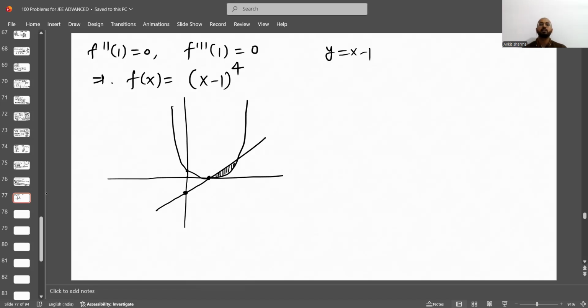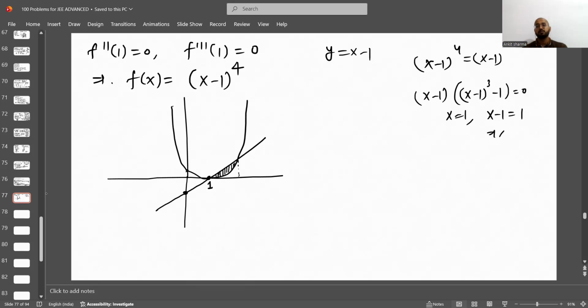Because we want the area bounded by the line and the function f of x, which is x minus 1 to the power 4. This point of intersection, we know it is 1. We need to find this other one. So we set x minus 1 to the power 4 equal to x minus 1. Taking x minus 1 common, we get x minus 1 times (x minus 1 cube minus 1) equal to 0. Which means x is equal to 1, which we already found. And then x minus 1 cube is 1, which means x minus 1 is 1, so x is equal to 2.